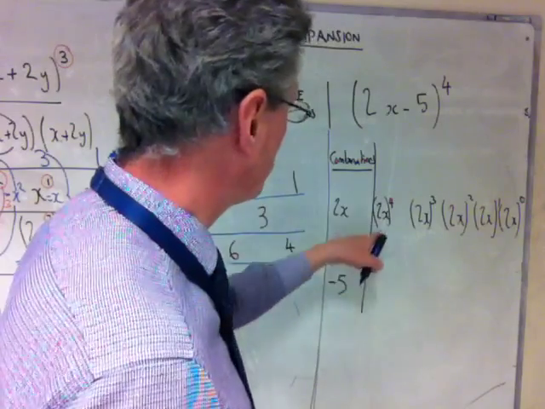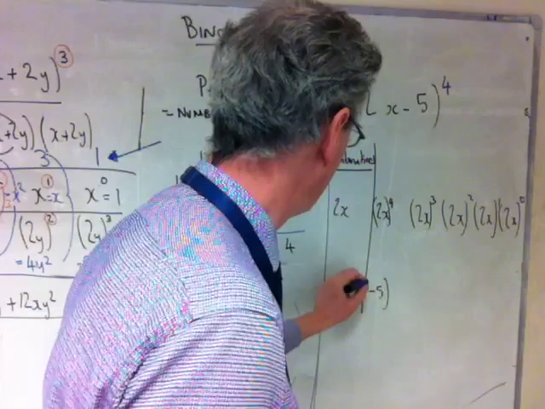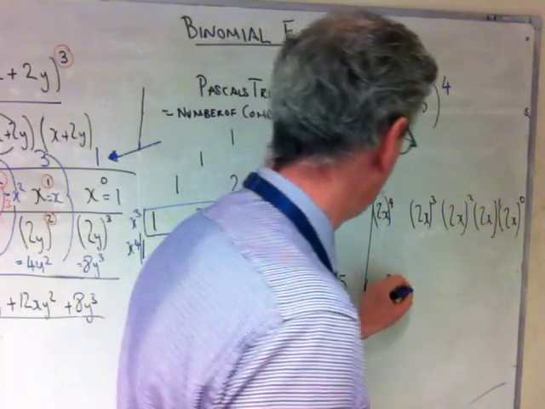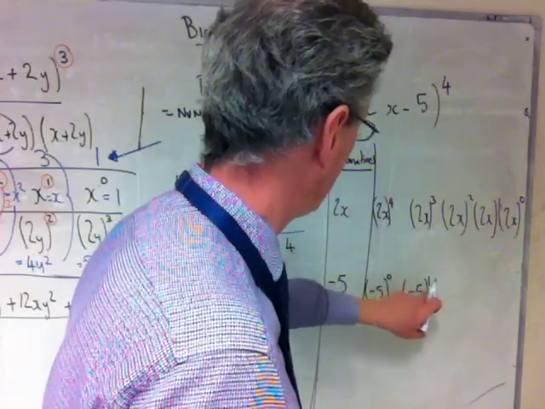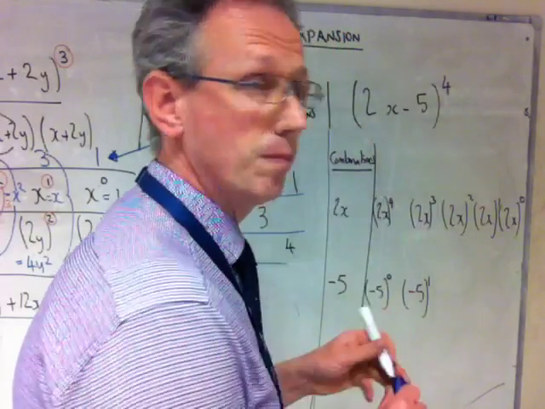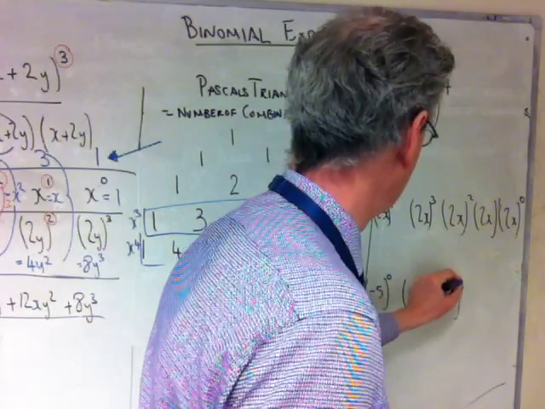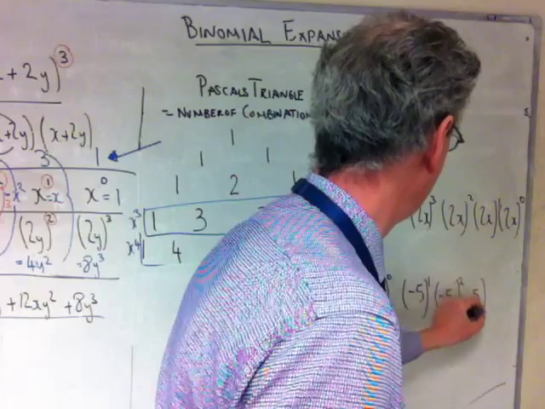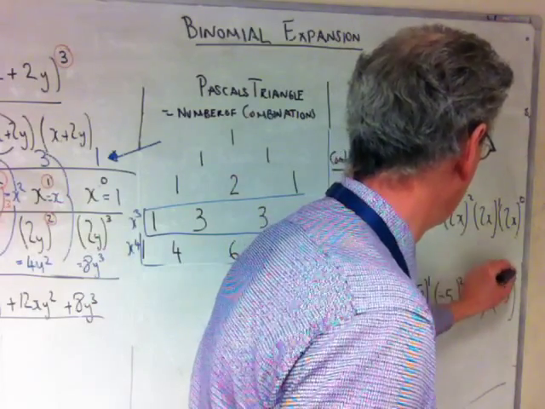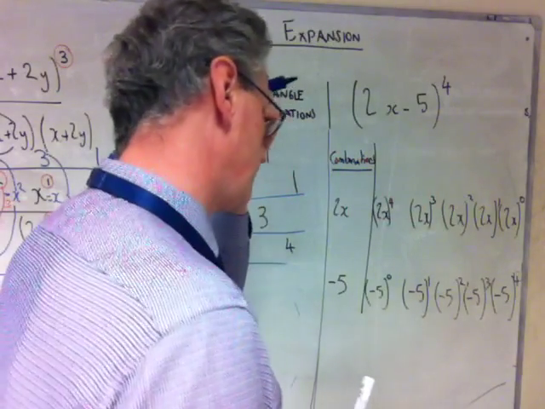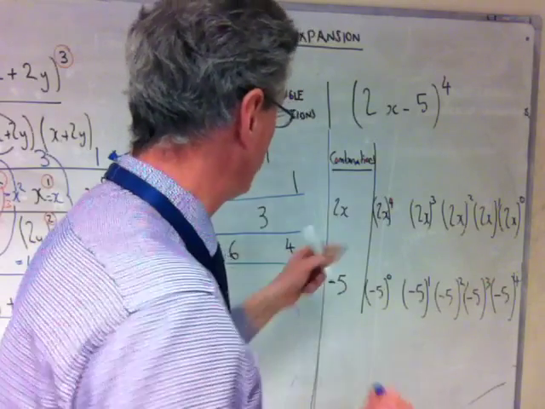And the minus 5 would work in reverse, because obviously if that's the power 4, this would be minus 5 to the power 0, minus 5 to the power 1, because obviously 3 plus 1 makes 4, minus 5 squared, minus 5 cubed, and minus 5 to the power 4. Okay, so we've got those two, and we can start to write in our conclusions if you like.